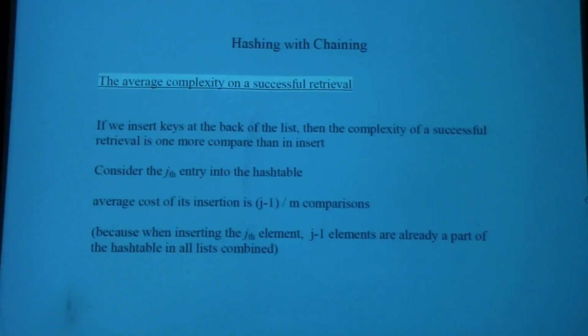And that's what a successful retrieval is. So if we insert all the keys, as we did, at the back of the list, then the complexity of a successful retrieval is one more than the insert. If we insert the keys at the back of the list, then the complexity of a successful retrieval is one more than the insert. You understand why?